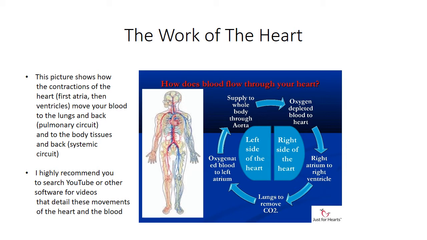It says supply whole body through aorta, right? So the oxygenated blood came to the left atrium, then was pushed to the left ventricle, and then it went to the aorta. When the left ventricle contracted, the blood went to the aorta, and then it is supplied to the whole body through the aorta.